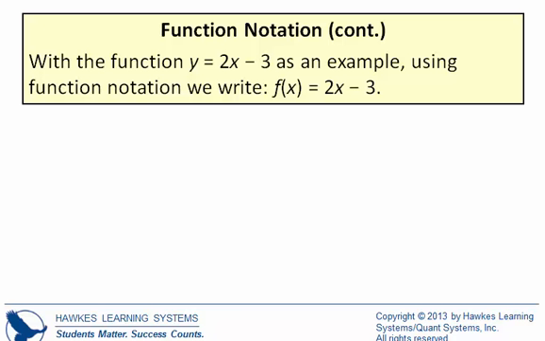So as an example, with the function y is equal to 2x minus 3, we would first solve it for y if it wasn't already solved for y, and then we would use function notation and replace the y with an f of x. And so the function becomes f of x is equal to 2x minus 3.